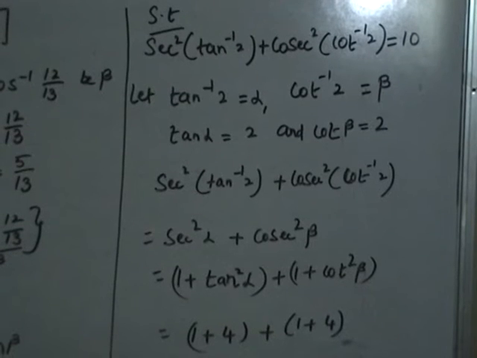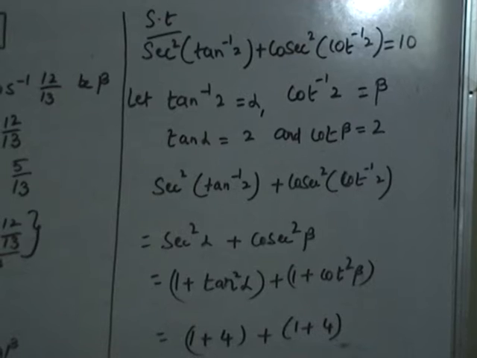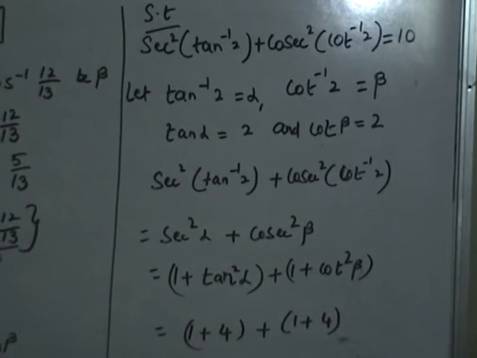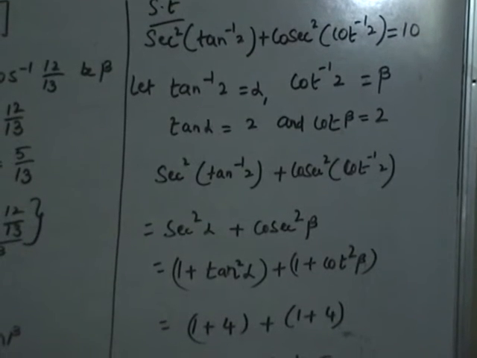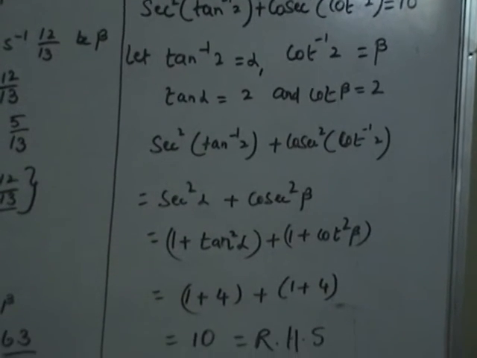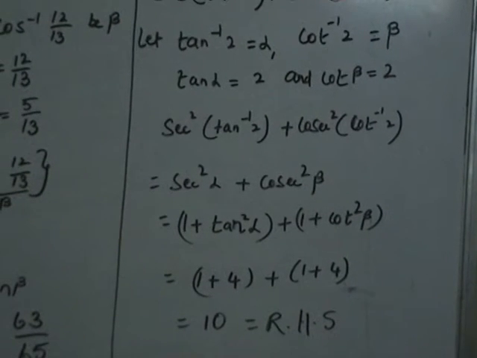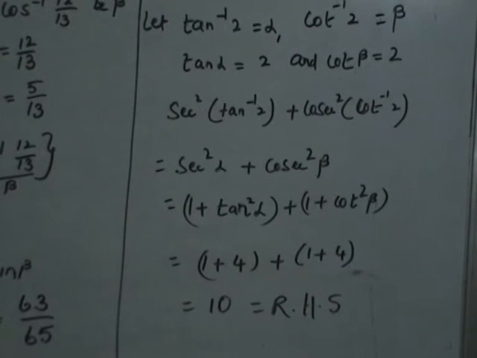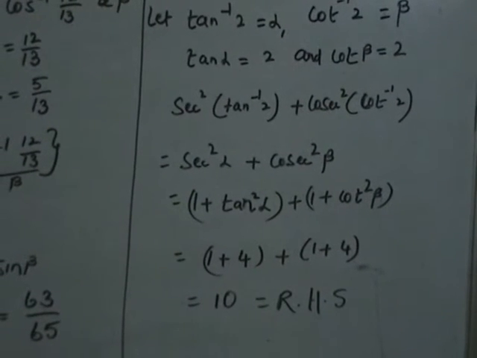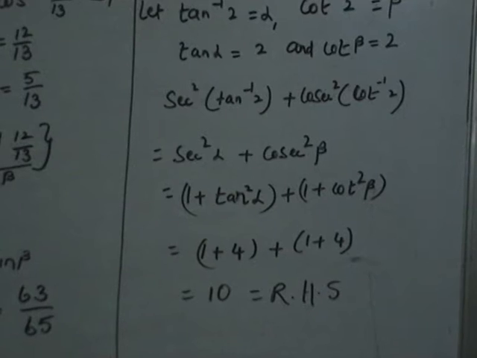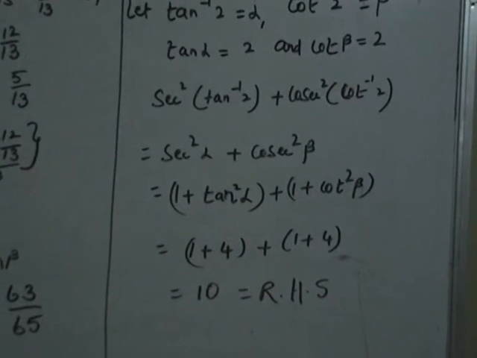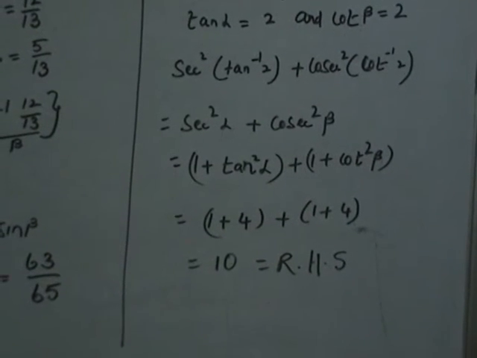Secant square of tan inverse 2 plus cosecant square of cot inverse 2 is nothing but, putting the value of tan inverse 2 as alpha and cot inverse 2 as beta, we have secant square alpha plus cosecant square beta. Secant square alpha is 1 plus tan square alpha and cosecant square beta is 1 plus cot square beta. Substituting the value of tan alpha as 2, you get 1 plus 4 plus 1 plus 4, which is 5 plus 5, which is 10, which is the required RHS.